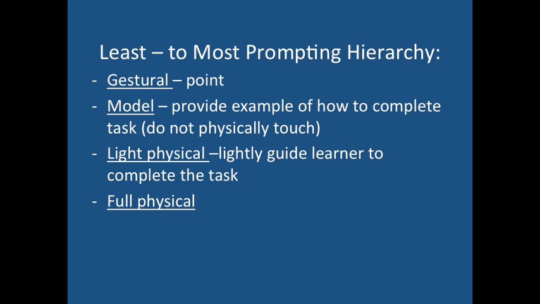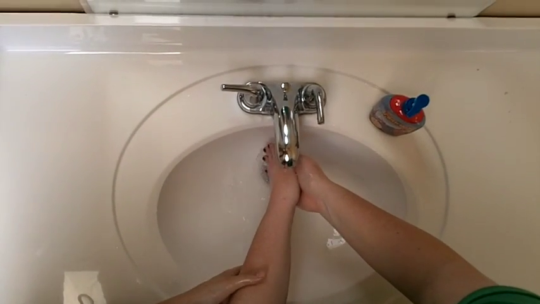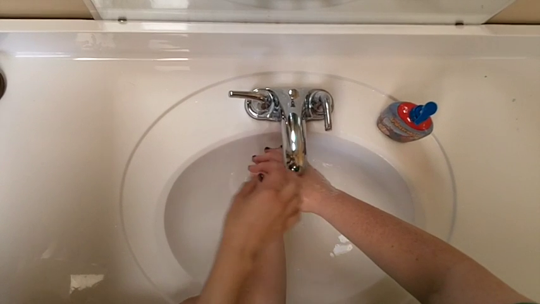The next prompt is a light physical or partial physical prompt. In this case, the staff will provide minimal physical guidance for the learner to complete the task. This can include touching the learner's hand to initiate movement. It can also include touching behind the elbows and pushing gently to guide them toward the desired task. In this example, the staff gently pushes the learner's elbows toward the water. She also gently touches both arms to keep the learner's hands under the water.